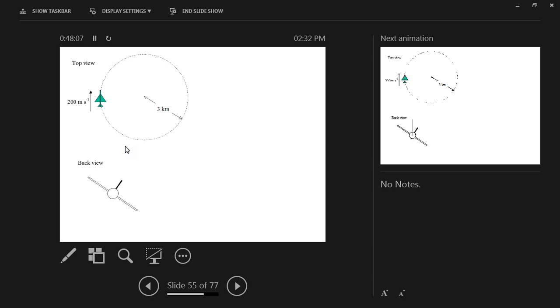The strategy is the same. If you don't know how to do it, draw a free body diagram. I'm giving you a diagram here to help you. Again, in this exam question, there's no diagram given, so you sketch your own diagram to visualize. The first diagram gives you the top view, looking from the top. The plane is going in a horizontal circle.